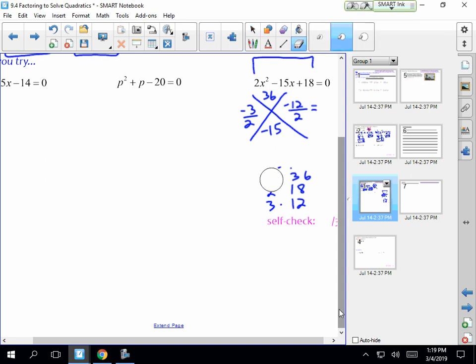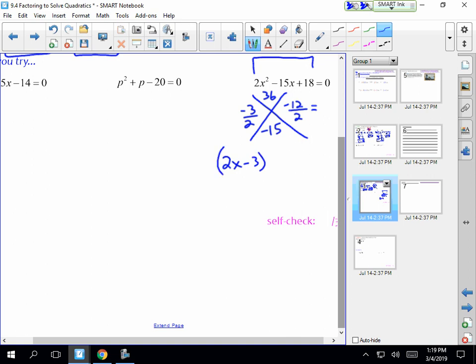So what factor comes from -3 over 2? 2x minus 3. And what factor comes from -12 over 2? x minus 6. Okay, so I have two factors. The only thing that was different about this one is the factoring was a little more difficult. Then we set each one equal to 0. So 2x minus 3 equals 0, or x minus 6 equals 0. So set each factor equal to 0.